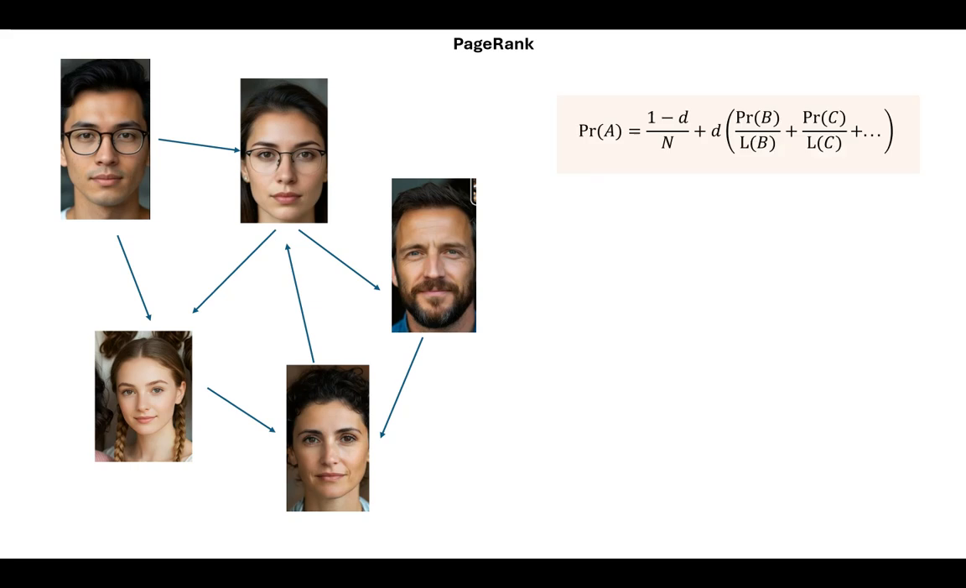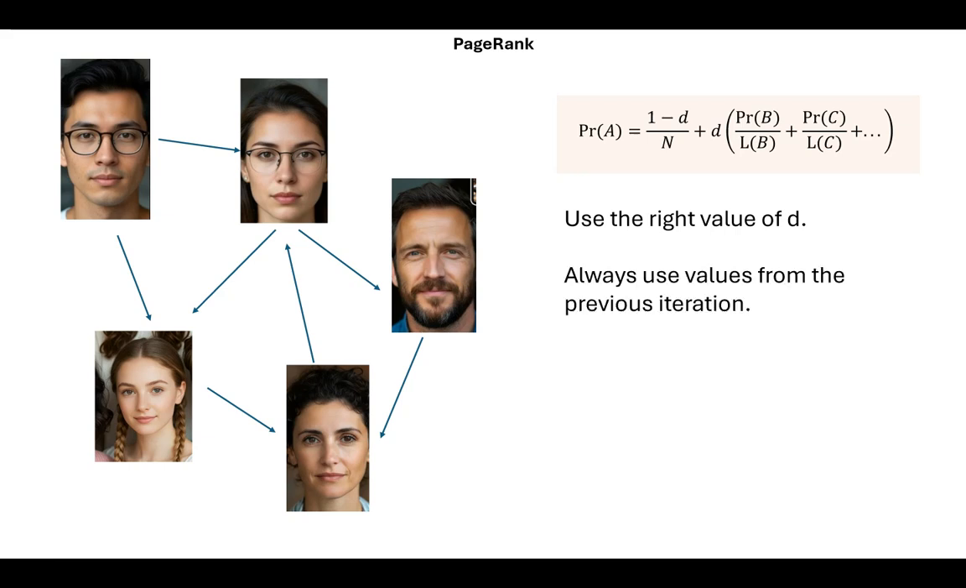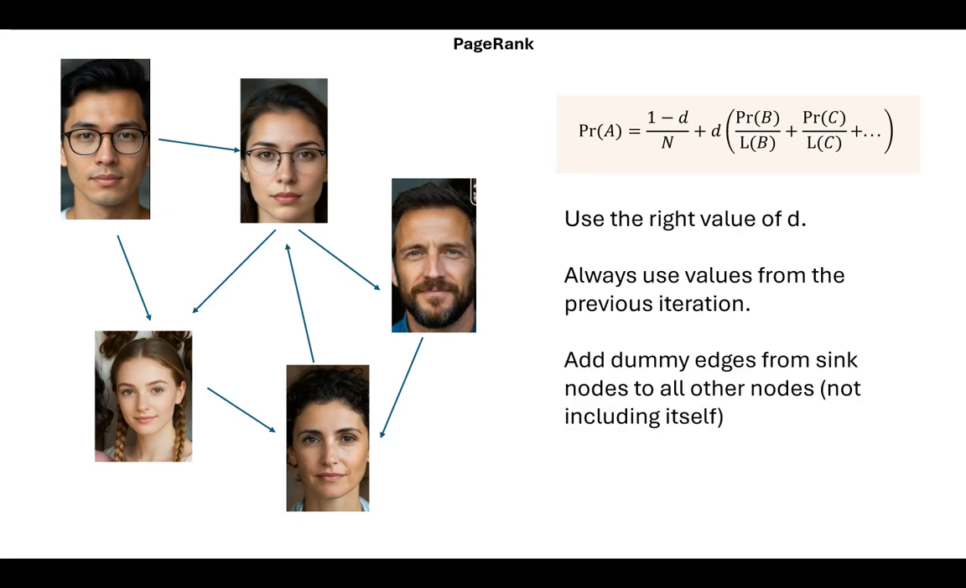In summary, make sure you can recall and use the formula. Note that D can take any value. Don't assume it's 0.8 or 0.85 just because you see them in lots of exam questions. Make sure you use values from the previous iteration, or you write your pseudocode to account for the fact you need to use the previous iteration values. Make sure you add dummy edges from sink nodes to all other nodes, not including itself, keeping in mind that caveat I mentioned before. Check as you go along that your page ranks add to 1, and also that trick I mentioned about counting the number of times each expression appears.